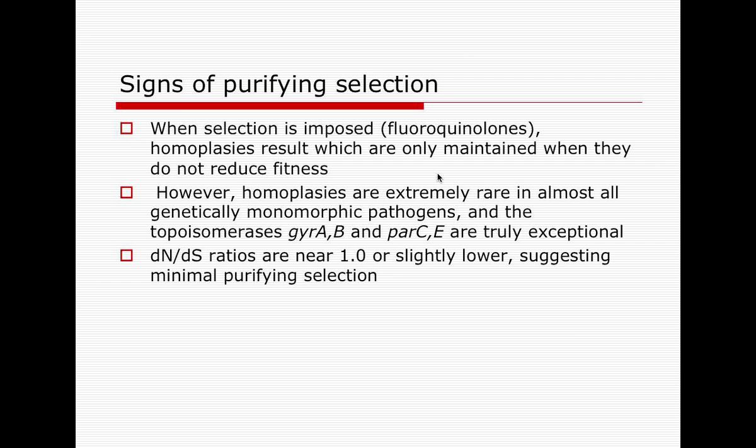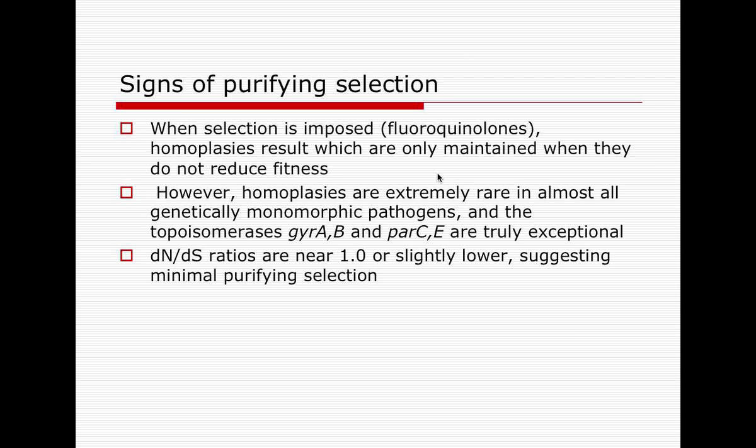The other thing I want you to notice is when mutations happen again and again and again, they're called homoplasies. So this is a technical term for repeated mutations. Now, homoplasies, turn it around, are a sign of Darwinian selection. When the same mutation happens again and again, something is selecting for it. So how often do we find homoplasies, except for the antibiotic resistance genes, in the genetically monomorphic pathogens? Almost never. Another sign that we're not seeing Darwinian selection.